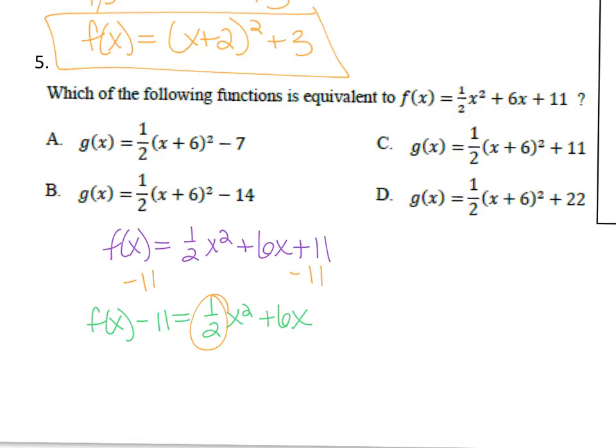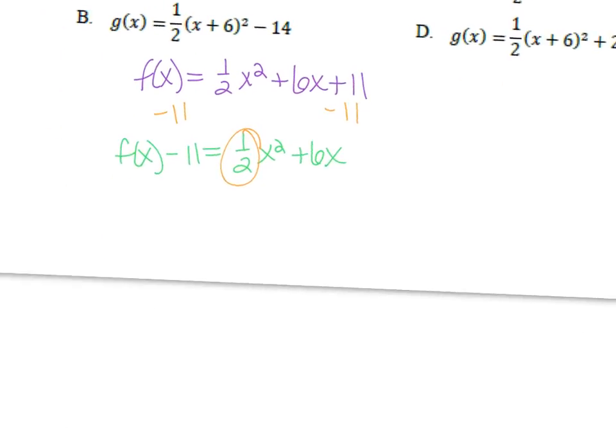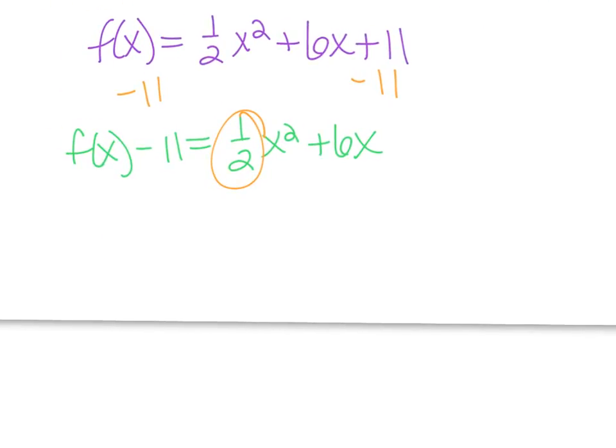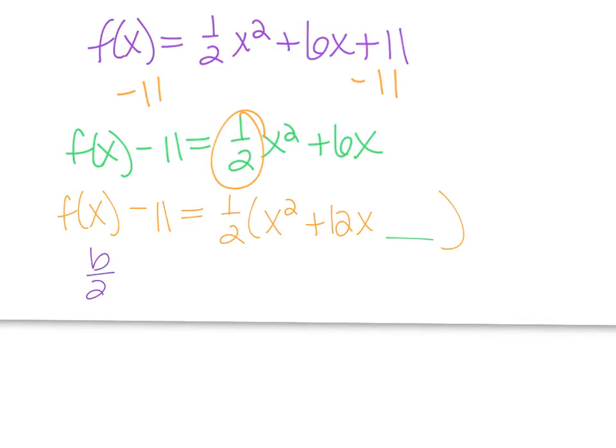Then I'm going to factor out a 1/2. So when I factor out a 1/2, remember that I have to flip, skip, multiply. So I get f of x minus 11 equals, well, if I factor out a 1/2, I get x squared plus 12x. All right, and then this is where I'd probably want to complete the square. How I complete the square is, well, I use my b over 2 squared. My b is 12. 12 over 2 squared is 6 squared, and 6 squared is 36.